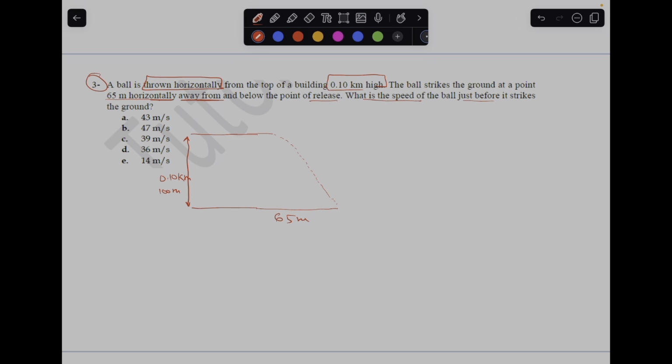We want to know the velocity, or speed, just before striking the ground. Speed is nothing but the magnitude of velocity, so the square root of vx squared plus vy squared. So we want the x and y velocity components, and then we take the magnitude to get the speed.